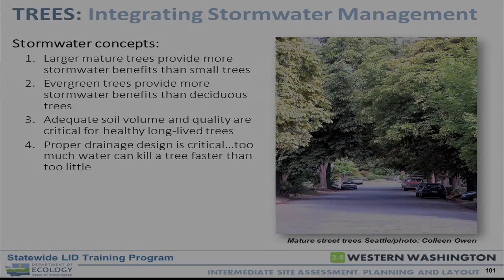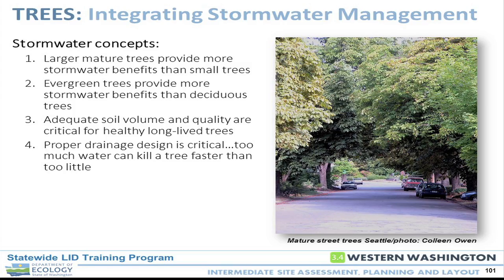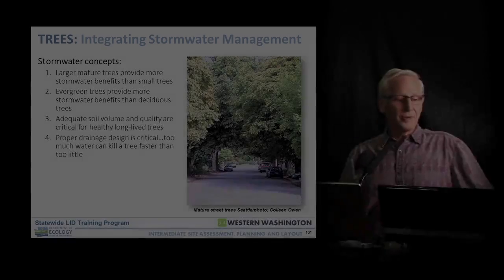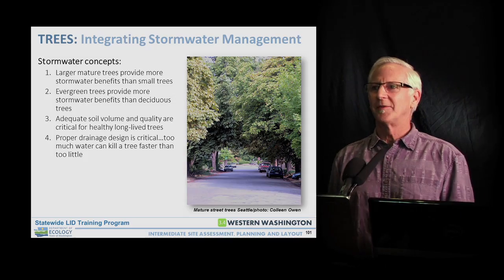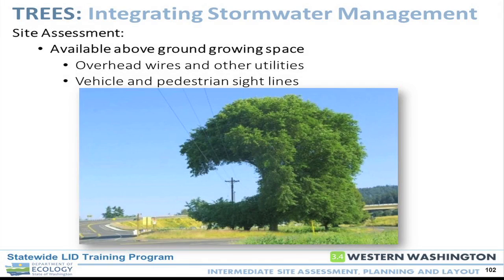Adequate soil volume and quality are critical for healthy, long-lived trees. This is usually how we kill trees in the urban environment: not enough soil volume. Proper drainage design is critical. Too much water could kill a tree faster than too little. Isn't this a great picture?